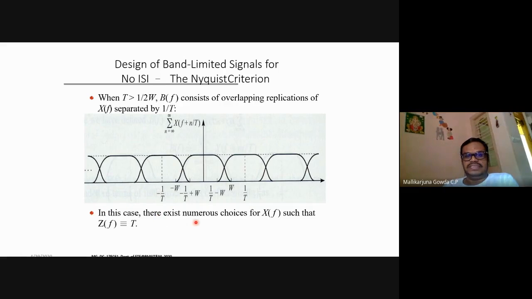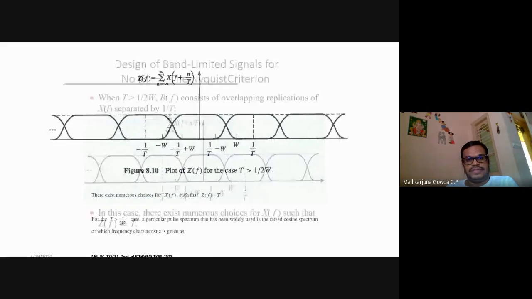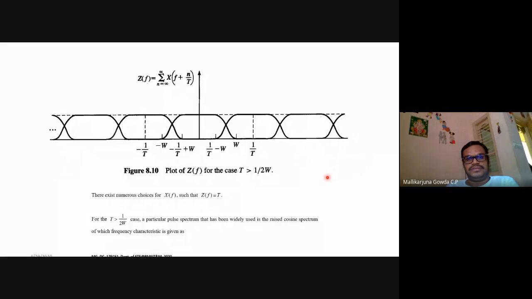So in this case, there exist numerous choices for X(f) such that Z(f) will be equal to T. So this is the case with which we will be able to obtain numerous choices of the X(f) that will satisfy Z(f) equal to T. The case I have shown here is when 1/T is greater than 2W. So there exist numerous choices for this pulse shape so that Z(f) equals T.